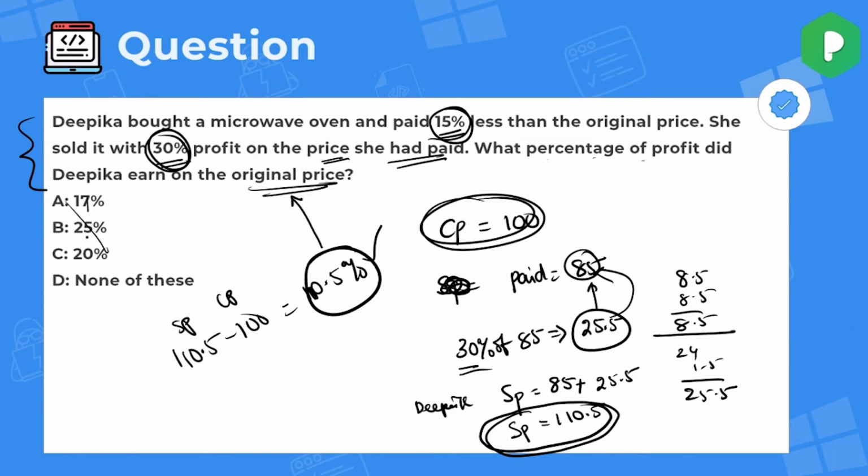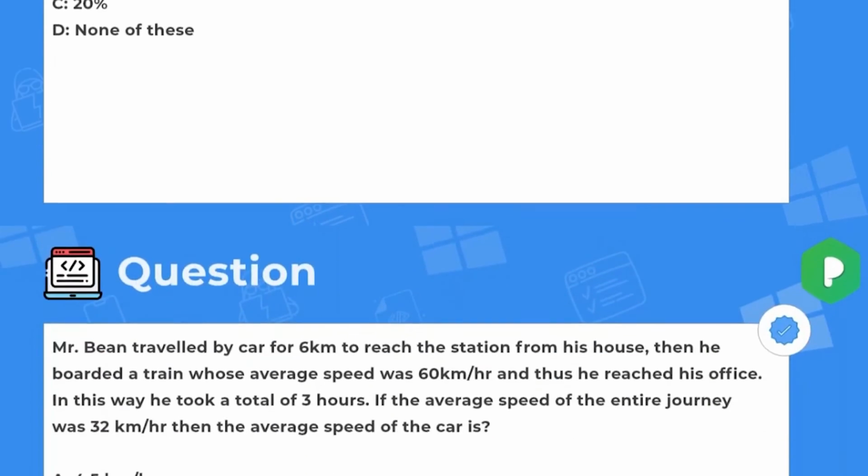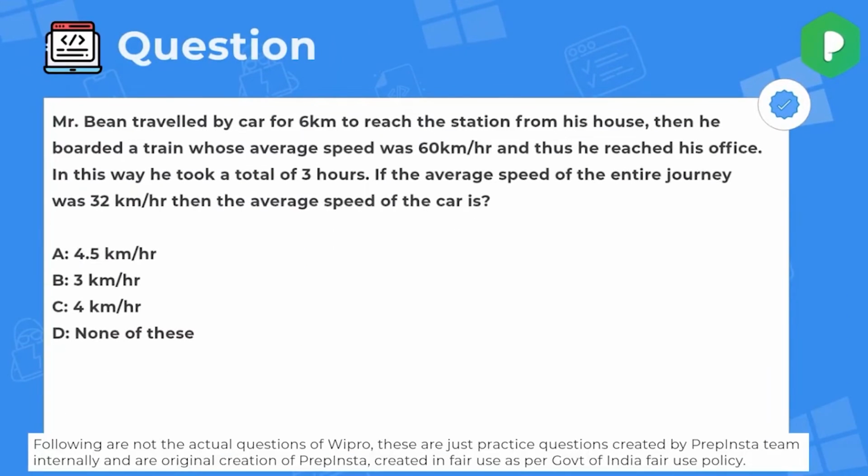So options are not given. So none of these is your answer. Just look at the next question.